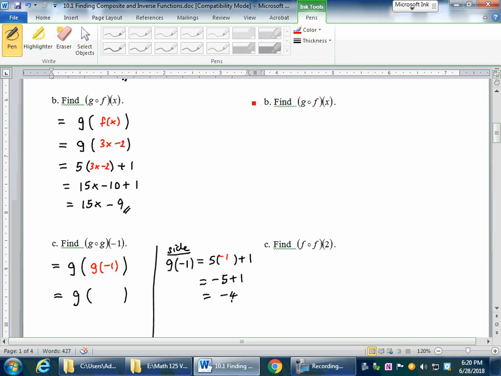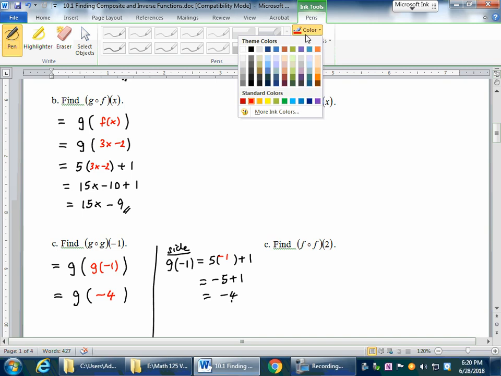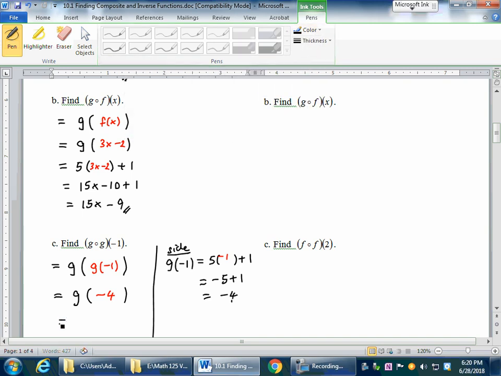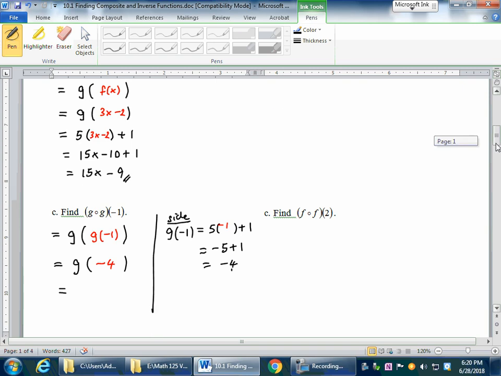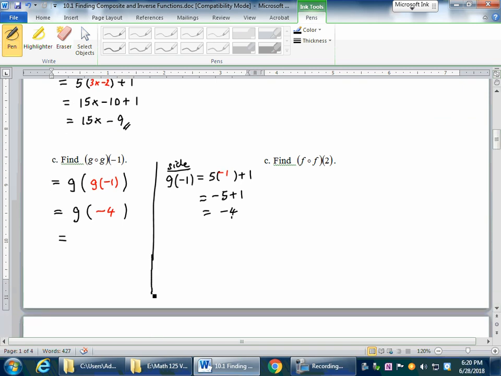We're going to replace g of negative 1 with negative 4. So now it's basically asking you to evaluate the g function again when the input is negative 4. On the side work, g of negative 4 is equal to 5 times negative 4 plus 1, which is negative 20 plus 1, that gives me negative 19. So this gives us the final value, negative 19.